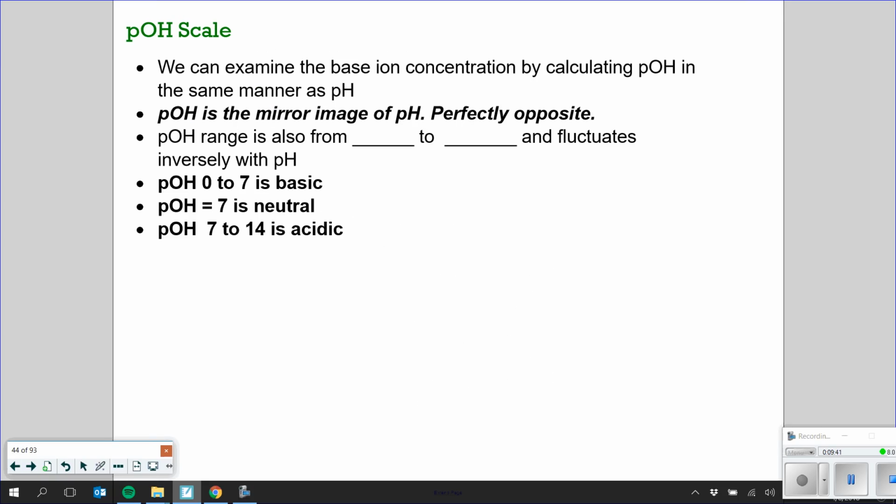The pOH scale is when we can examine the base ion concentration by calculating pOH in the same exact manner as pH. It's essentially the mirror image. It's perfectly opposite. So the pOH range is also from 0 to 14, and it's going to fluctuate inversely with pH. So for pOH, 0 to 7 this time is basic, 7 is still neutral, and 7 to 14 is acidic. So again, it's the mirror image of what pH is.